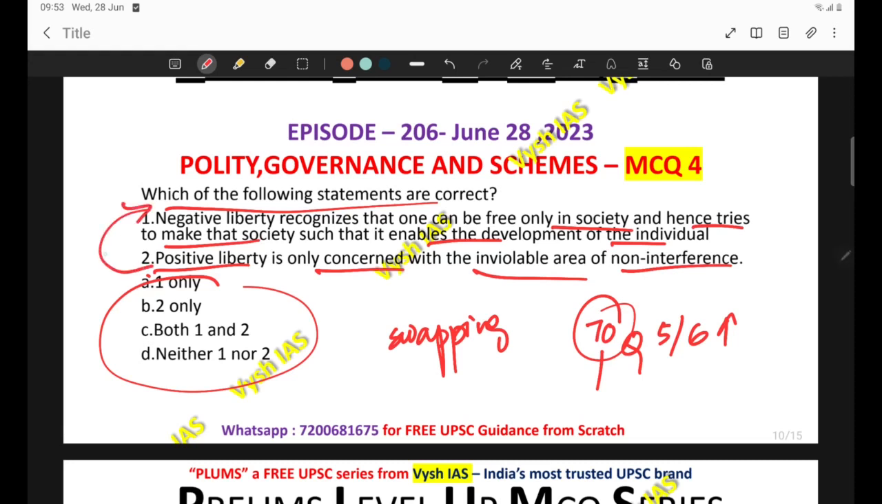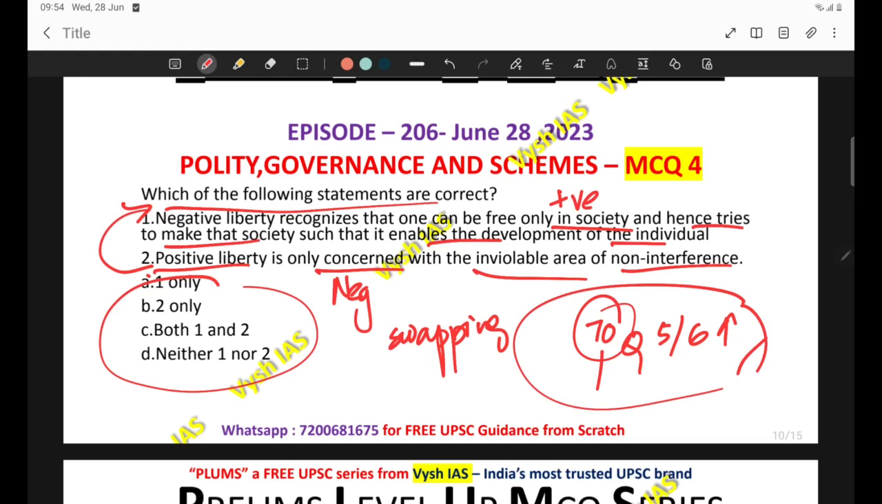Here it is swapped. Actually the first statement is talking about the positive liberty and the second statement is the one which is talking about the negative liberty. Okay, so this is a technique which you can use, not in all the cases, only in the case which I have told just before.